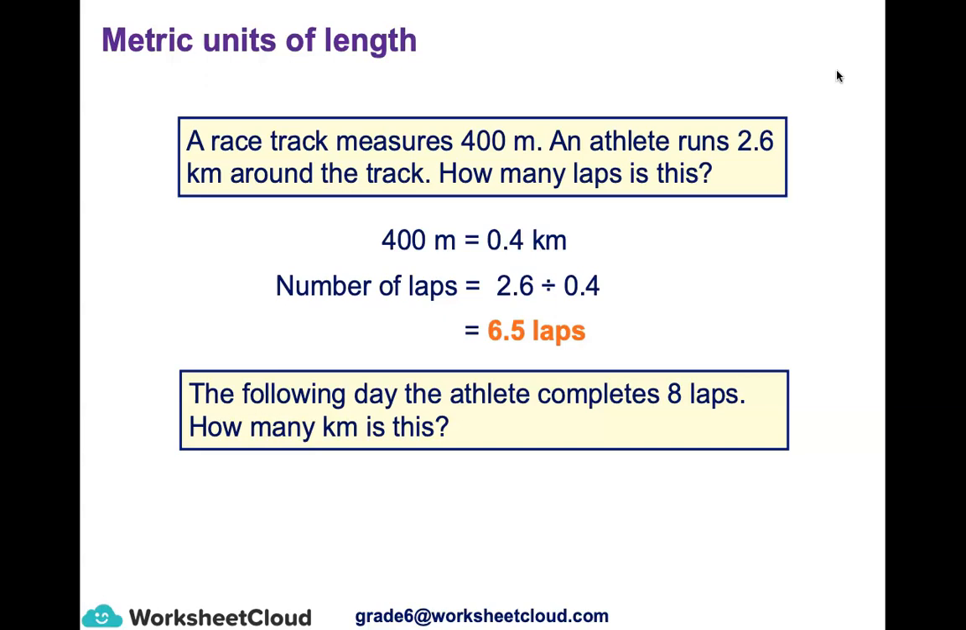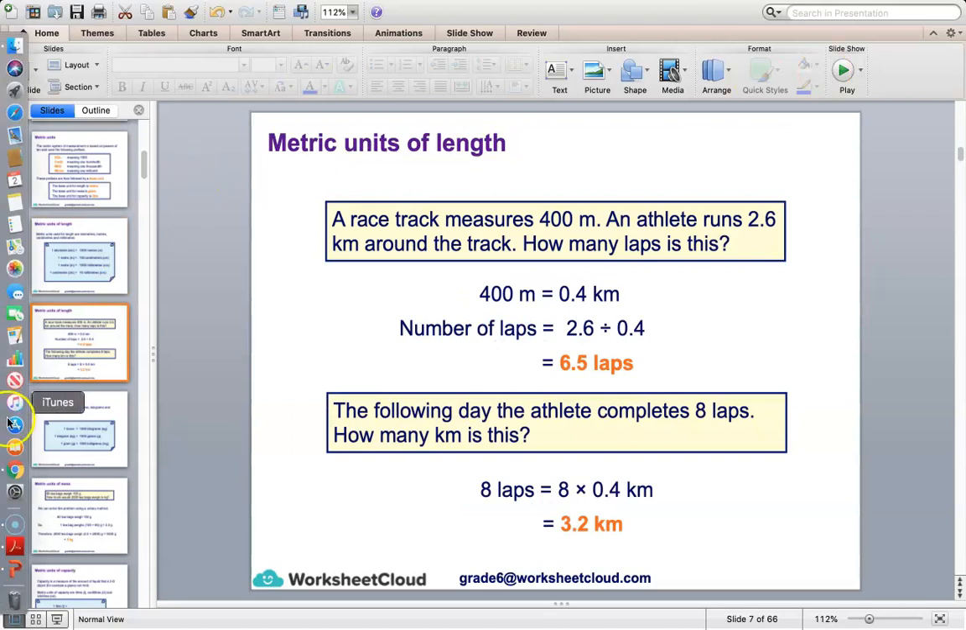Okay. Then the second part of the question, the following day the athlete completes 8 laps. How many kilometers is this? So 8 laps, you know that it's 400 meters per lap, so 8 times 0.4, and that's going to give you 3.2 kilometers. And if we go onto the Jamboard and we just go have a look at how we could have done this using a different method.